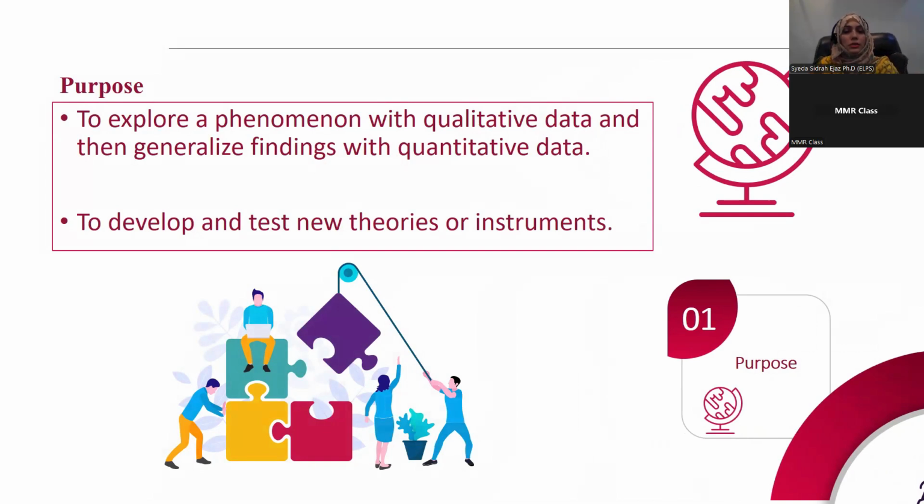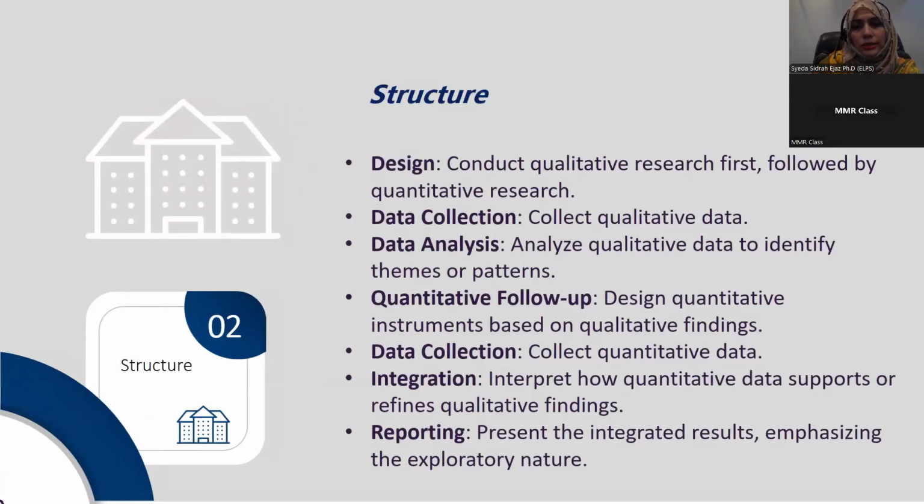So we develop the theories in qualitative studies, and we test the theories in quantitative studies. Its design is to conduct the qualitative studies first, followed by the quantitative research. Collect the qualitative data first, then analyze it to identify themes and patterns, like generation of a theory. To generate a theory, the researcher first conducts the qualitative section and analyzes some results. Then these results are tested through the quantitative studies.